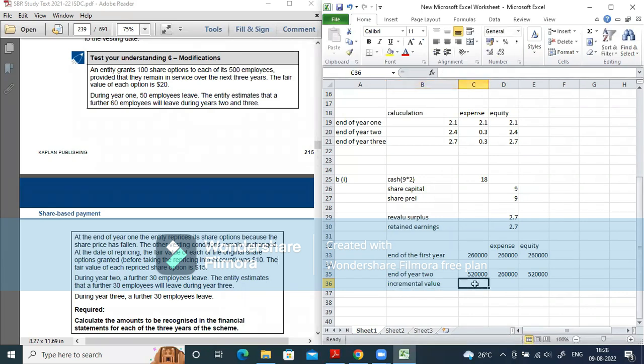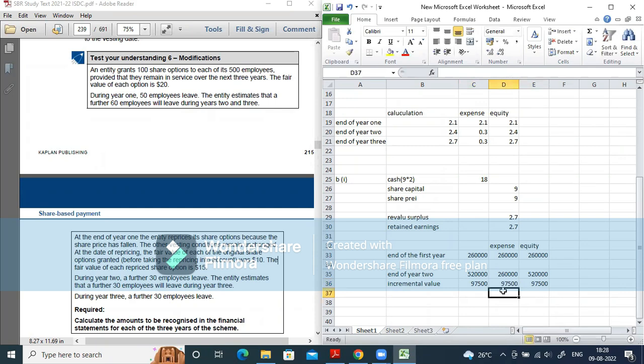Now, how to compute this incremental for the second year? It would be say 500 minus 50 minus 30 minus 30, into 100. Here we need to take 5, because there is an increase of 5. And this is spread across the remaining vesting periods. Now we have only 2 vesting periods. So that's why 1 divided by 2. So we got 97,500, so 97,500 in equity also.